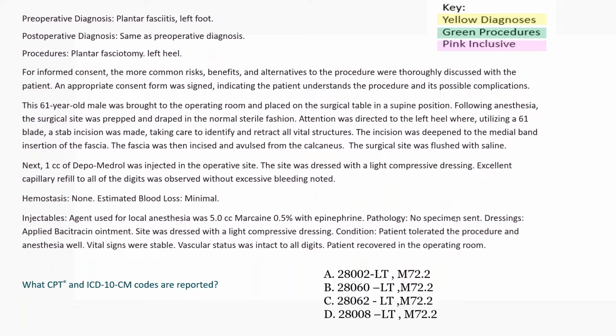Condition, patient tolerated the procedure and anesthesia well. Vital signs were stable. Vascular status was intact to all digits. Patient recovered in the operating room. All right, coders, your time starts now.